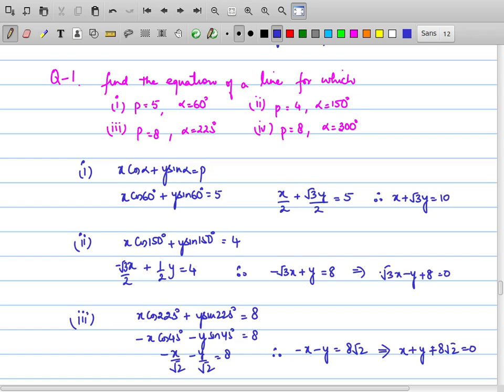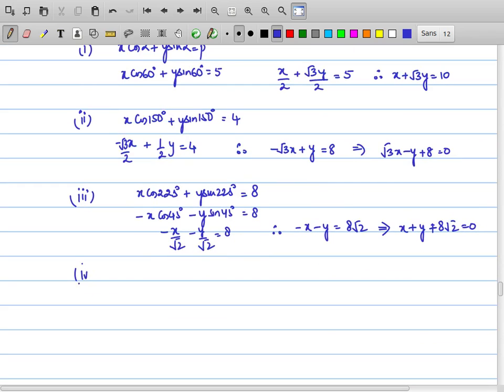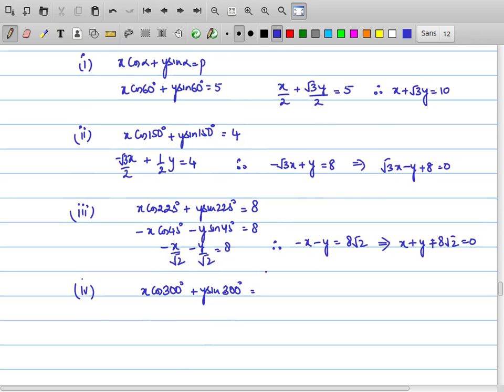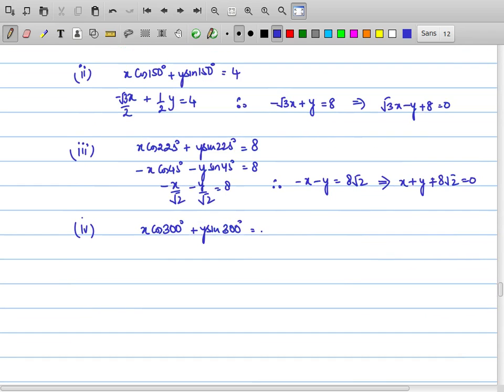The fourth part is P is 8 and alpha is 300. Now alpha is 300, therefore x cos 300 plus y sin 300 is equal to P, which is 8. Now cos 300 becomes cos (360 minus 60), which is cos 60. Cos is positive in the fourth quadrant, but sin is negative in the fourth quadrant. Therefore y sin (360 minus 60), which is minus sin 60, is equal to 8. And cos 60 is 1 by 2, sin 60 is root 3 by 2. Therefore your equation becomes x minus root 3y equals 16.